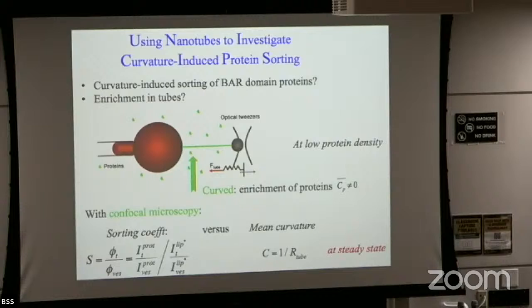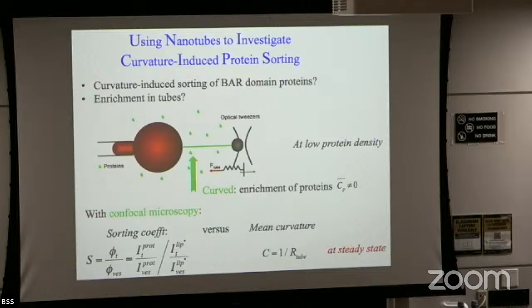And now what you can do is measure the enrichment of the protein. Enrichment will be the density of protein in the tube as compared to the vesicle. You can measure this directly by measuring the fluorescence of the protein in the tube, normalized by the fluorescence of the protein in the vesicle. And to get rid of any geometrical aspect, you can normalize everything by the same quantity, but for the lipids. So if you measure that, you will have the enrichment of protein in the tube.